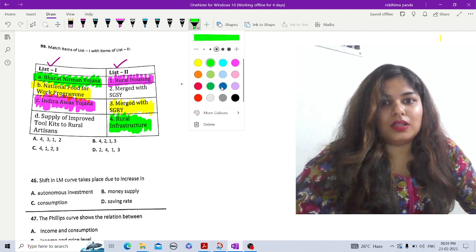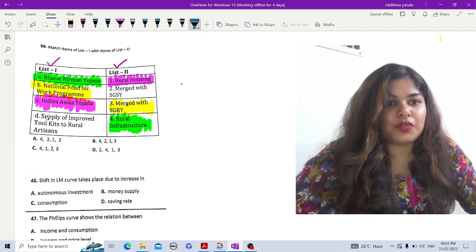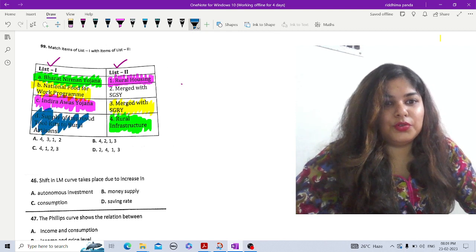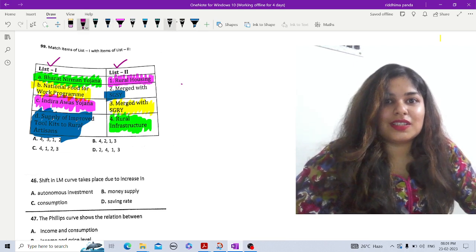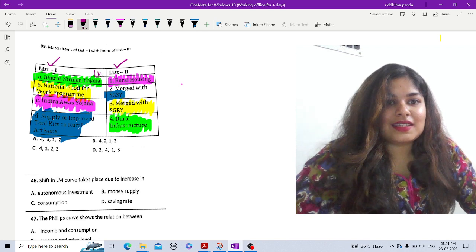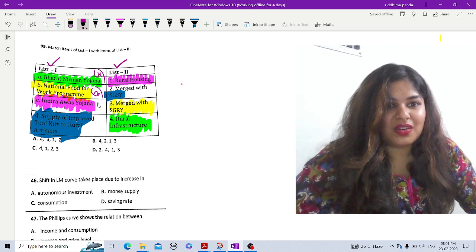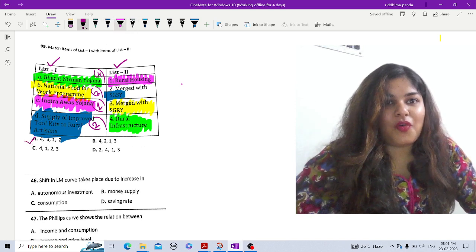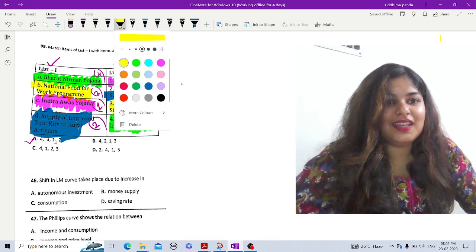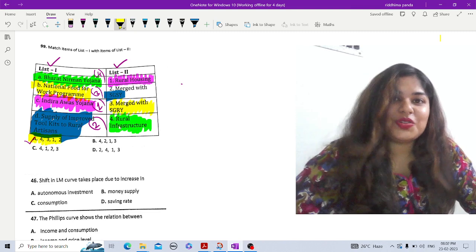And the last one is Citra, supply of improved tool kits to rural artisans. Citra is now merged under SGSY. So to conclude, A with 4, B with 3, C with 1, and D with 2. So our option is 4, 3, 1, 2, that is A. So the answer is 4, 3, 1, 2. Now, moving on to the next question.